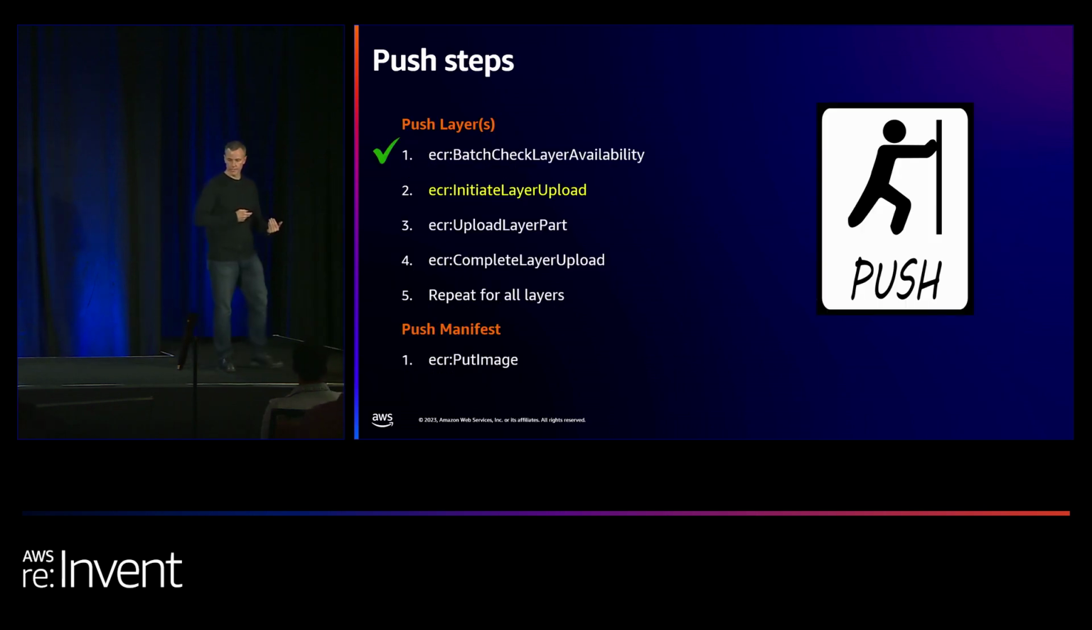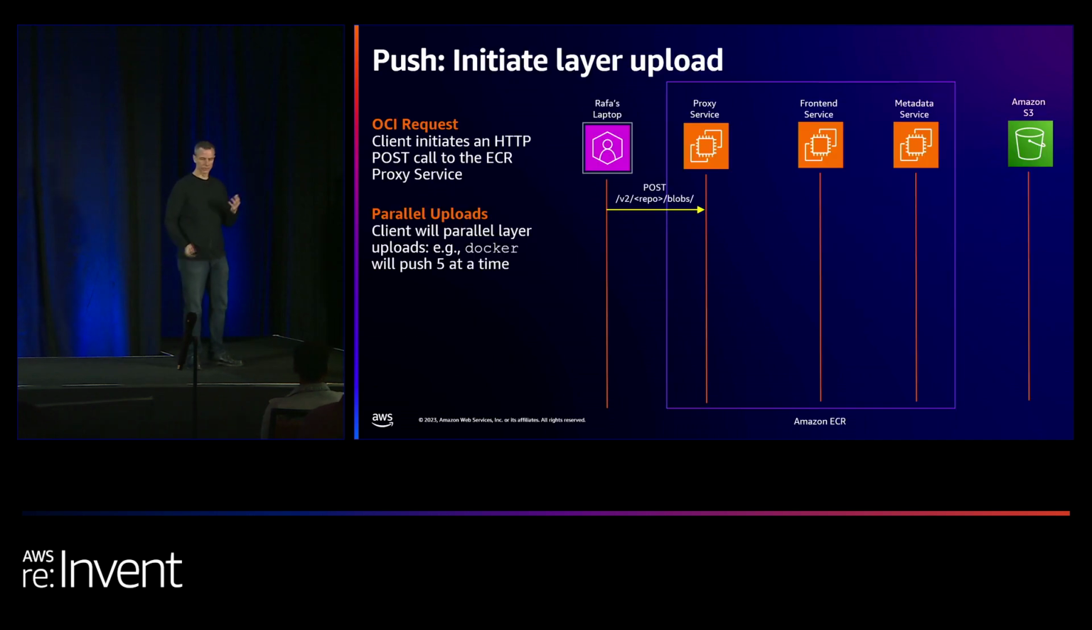So now on to the next step. If Docker is told we don't have it, so a 404, it's going to initiate the first layer upload to us. What's interesting is most clients will do these in parallel. So if there's 20 layers, it'll do up to 5 at a time in parallel. So we'll look at it as if one is happening, but keep in mind this could be happening multiple in parallel here.